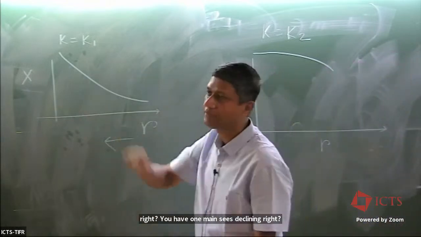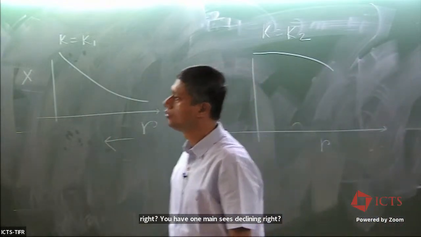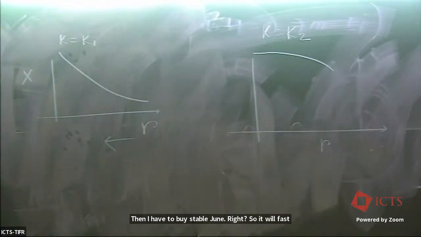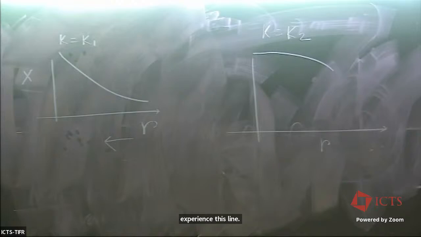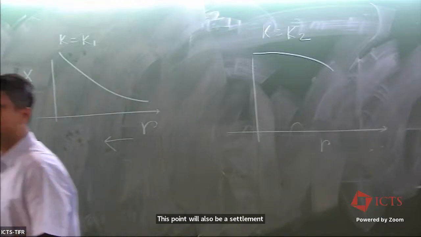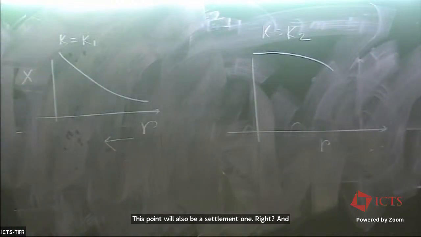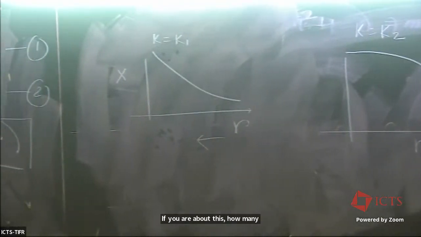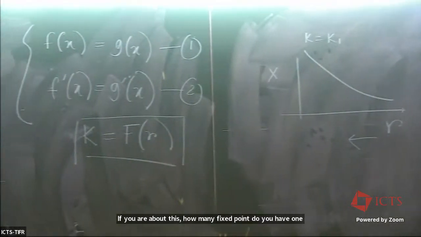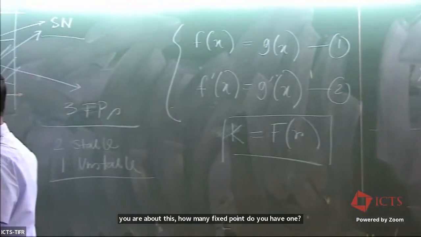Then I have the bistable zone. So it will first experience this line. This is none other than a saddle node bifurcation, because I will get this from these equations. And this point will also be a saddle node one. And you see there is an intermediate region. If you are above this, how many fixed points do you have? 1. If you are below it, you have 1. Intermediate, you have 3.